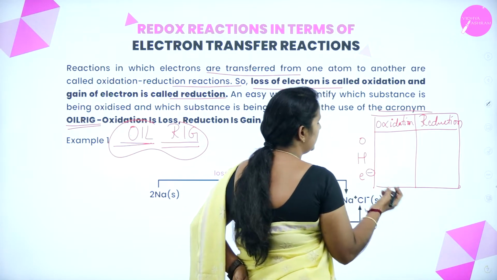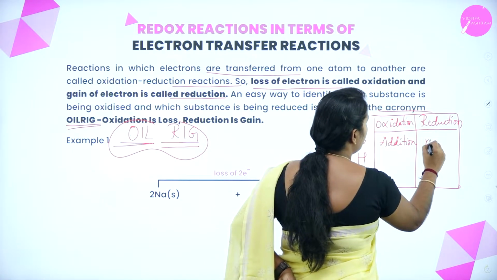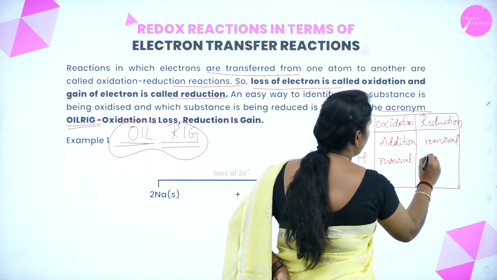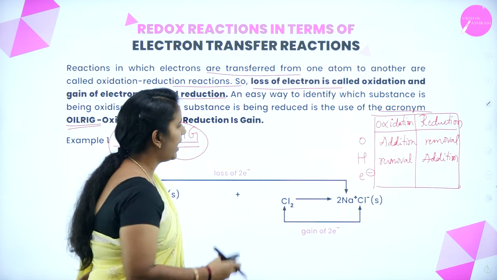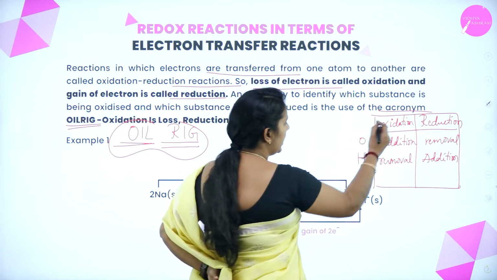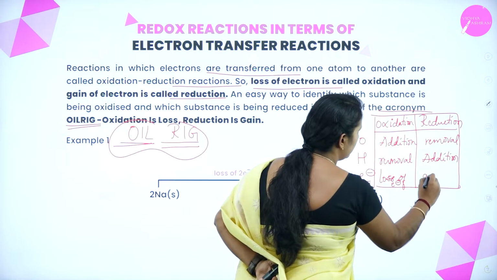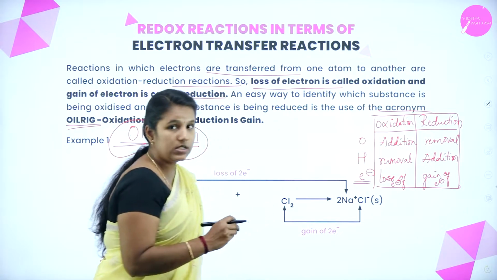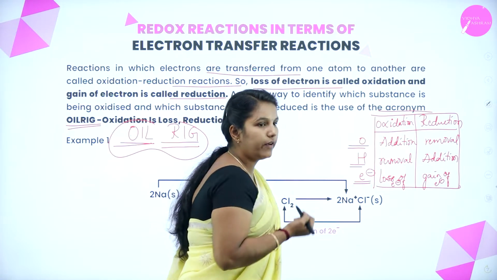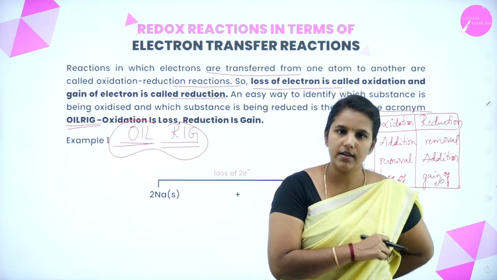Oxidation is addition of oxygen and removal of hydrogen, then reduction is removal of oxygen and addition of hydrogen, the same thing we discussed earlier. And in terms of electron, oxidation is loss of electron, whereas reduction is gain of electron. This is how, in terms of oxygen, hydrogen and electron, we can easily remember what is oxidation and what is reduction.